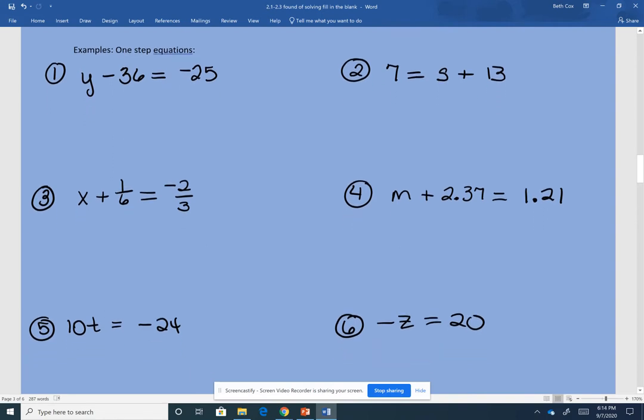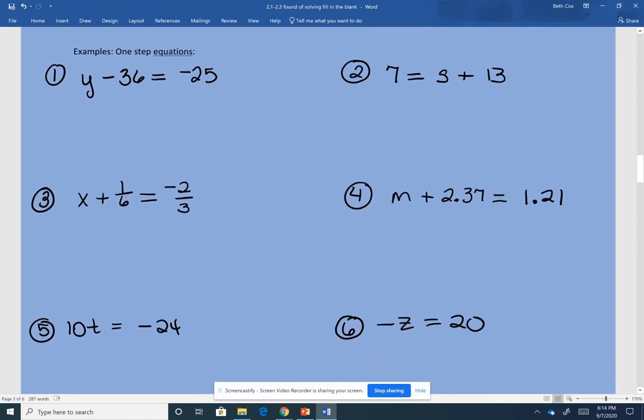I have 10 examples. Here are the first 6. I recommend that you stop the video, copy these problems down, and see if you know how to do them. If you don't know how to do them, that's fine. Go ahead and get them copied, so that you can watch and learn as I go through them. Okay, so here we go.